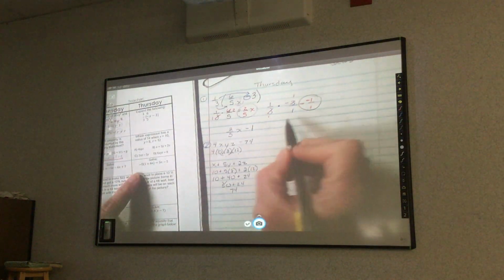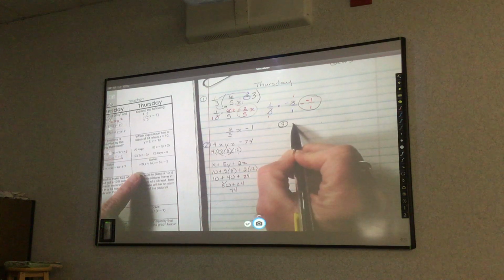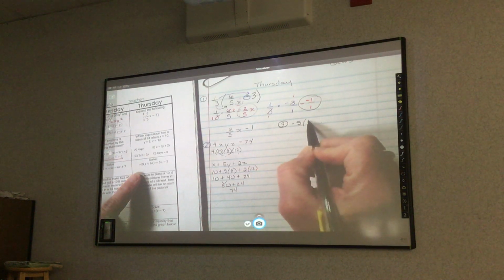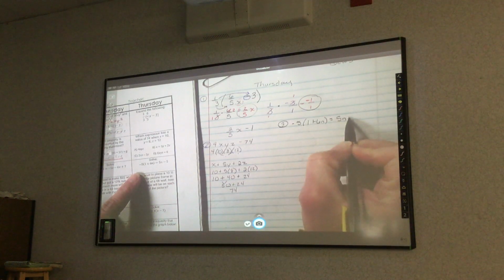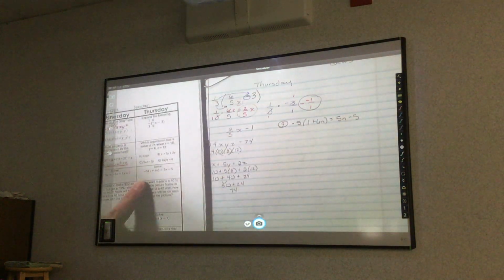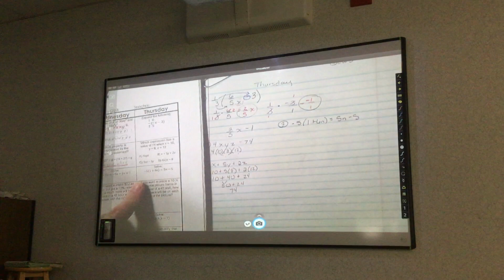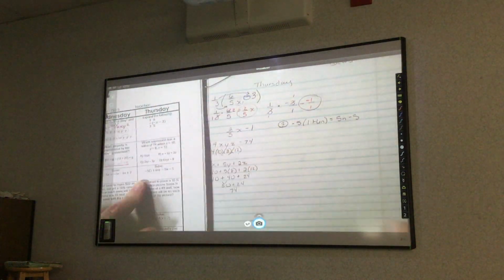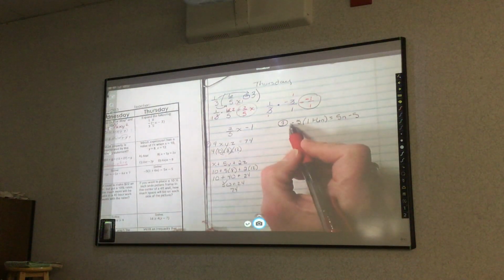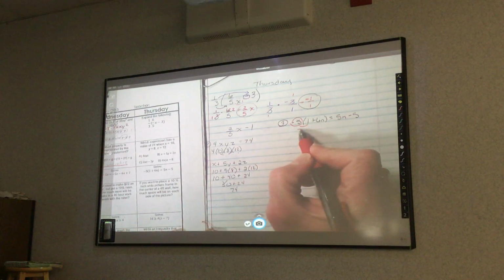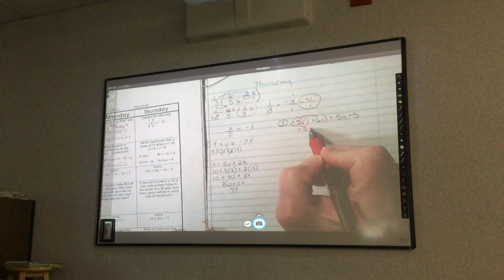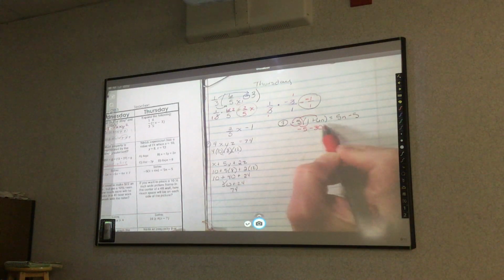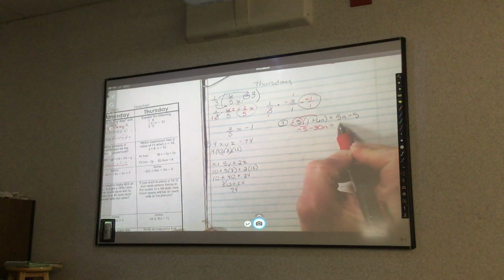3. -5 times the quantity, 1 plus 6n equals 5n minus 5. Before I do anything, what property do I need to do? Distributive. The distributive property. So that's a -5 times 1 is a -5. -5 times a +6 is a -30n. Then rewrite what you have on the other side.